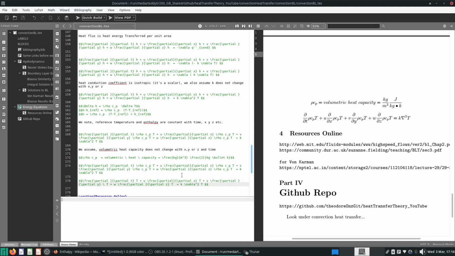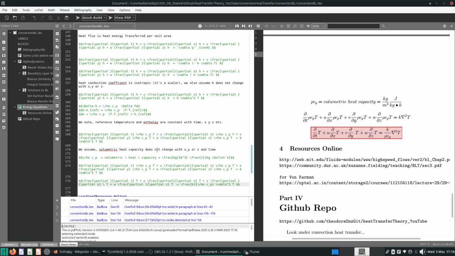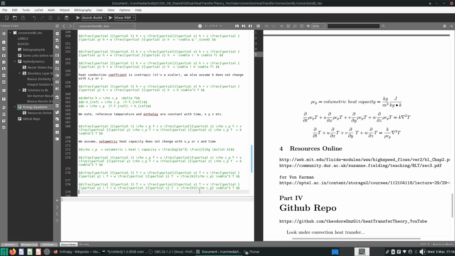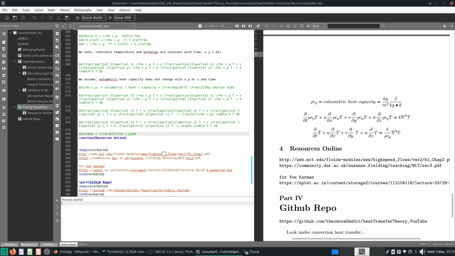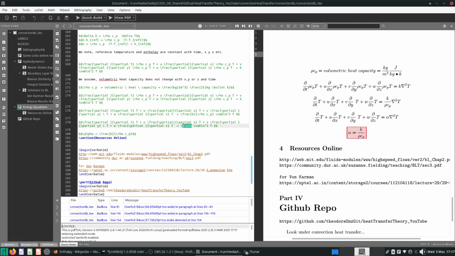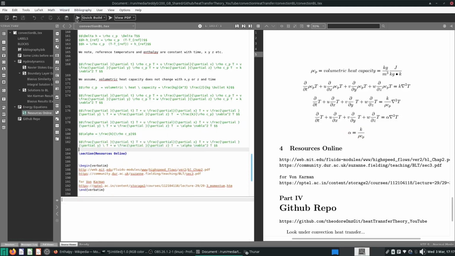Divide through, you have the fraction k over rho Cp. And this is a very special, important term. This is called alpha, or thermal diffusivity. Alpha equals k over rho Cp. Again, this shouldn't be too new to you. I'm just revising some of the basics. And there you go.